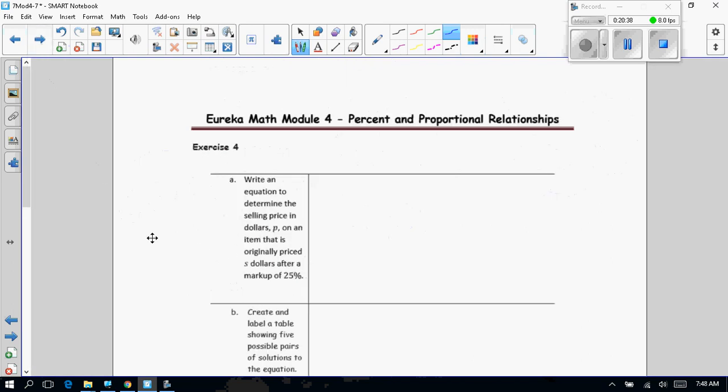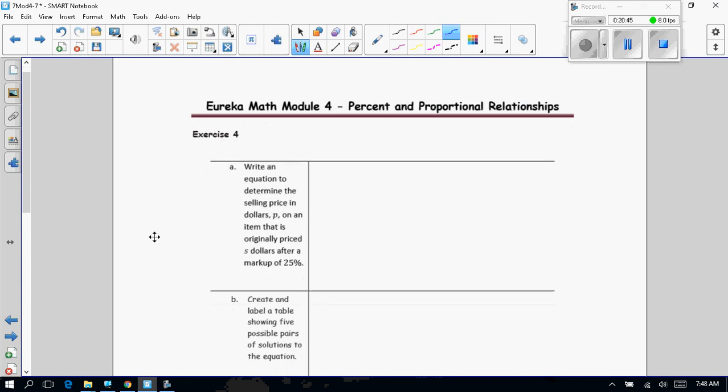Let's take a look at exercise 4 across the page. Exercise 4, write an equation to determine the selling price in dollars P on an item that is originally priced S dollars. We're asking you to write an equation, you guys. All right. So selling price P, don't know what it is. We're literally going to call it P.